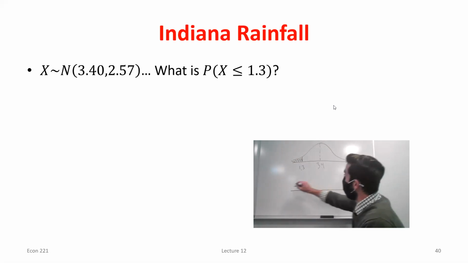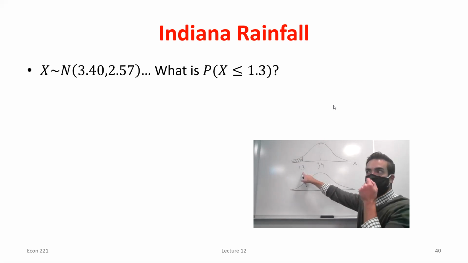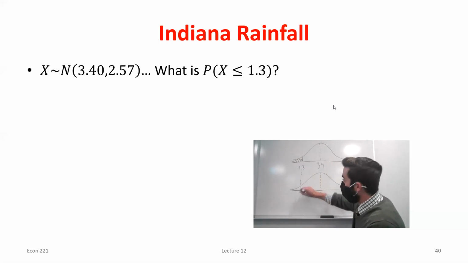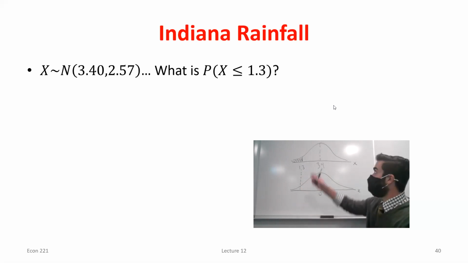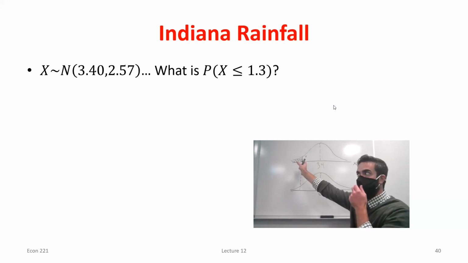I'm going to turn these values into z-scores here. Now I only have one value I really need to be concerned about. I know the mean will always have a z-score of 0, but I want to find the z-score for 1.3 inches of rainfall. Now right away I know this probability has to be less than what? 0.5, right? The area to the left of the mean would be 0.5. I'm looking for an area smaller than that.